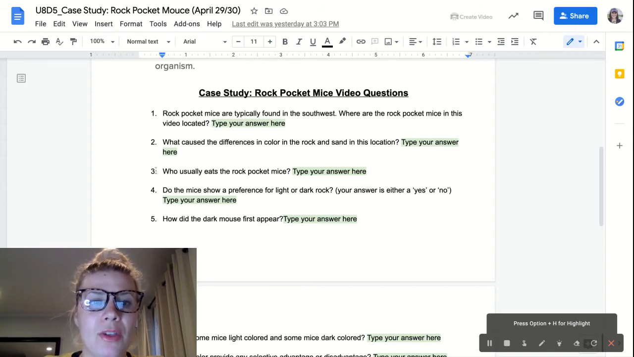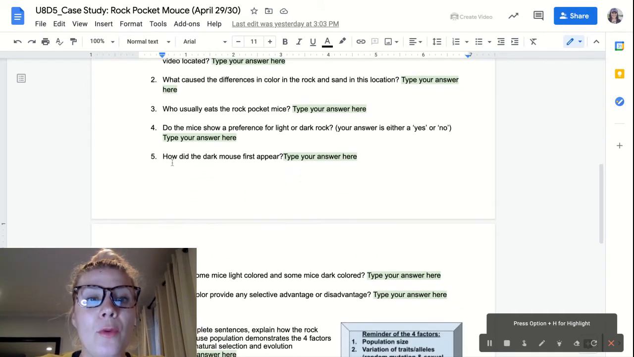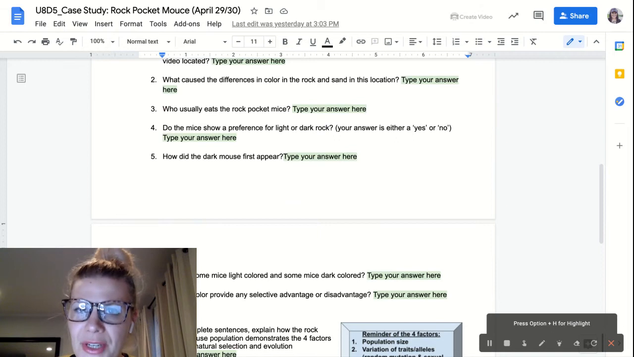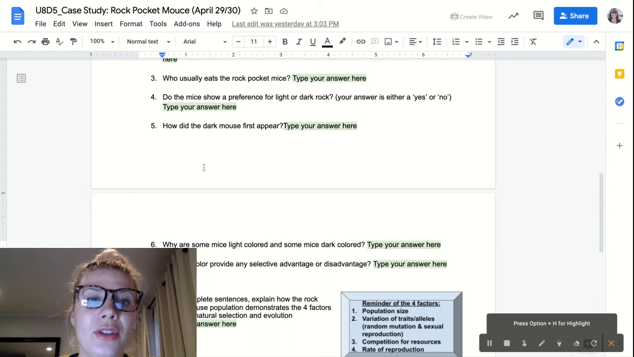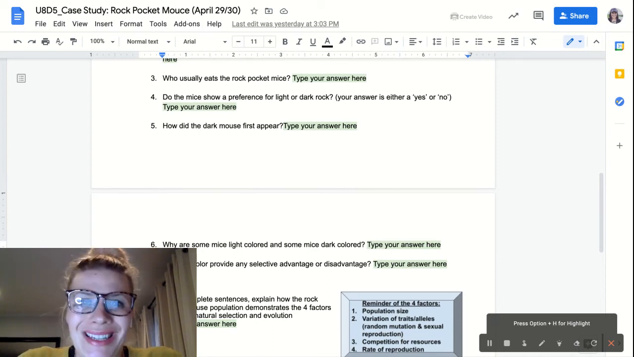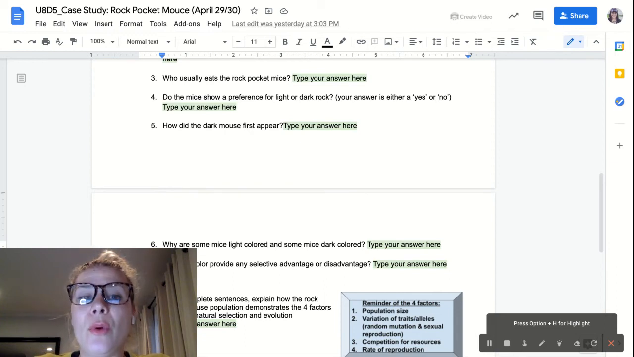Question 3, who usually eats the rock pocket mice, right? Which animals typically are the predators for these mice in this environment? The video talks about that. Question 4, do the mice show a preference for light or dark rock? It's either going to be a yes, they do, or no, they don't. The video, again, will give you that answer as well. Question 5, how did the dark mouse first appear? This is going to be maybe 1 to 2 sentences, but it will connect to what we've talked about. So listen closely about how this dark mouse first came about, right?